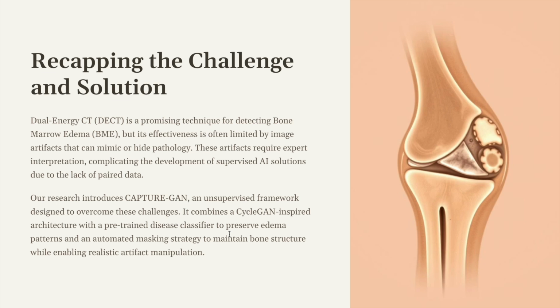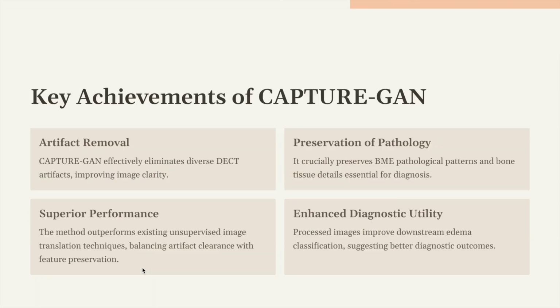This ensures that the cortical bone, fine trabeculae, and other structural details remain intact, while the network focuses its effort on removing artifacts from the marrow space. By combining these two elements, a pre-trained edema classifier that enforces pathology preservation and a masking mechanism that protects bone structure, CAPTURE-GAN can generate artifact-reduced DECT images that keep all the subtle signs of true BME intact. This is the crux of the solution, and it directly addresses the impracticability of supervised learning on paired data.